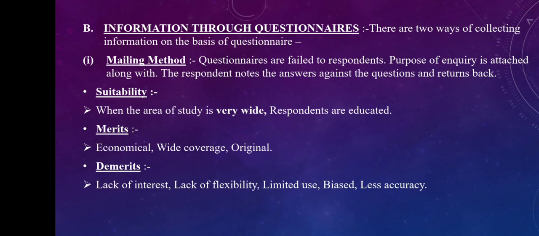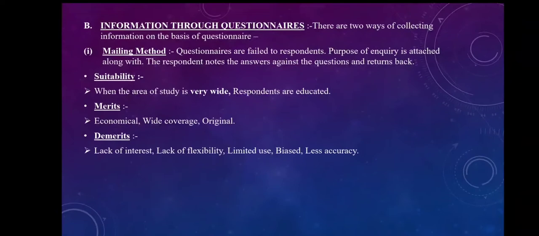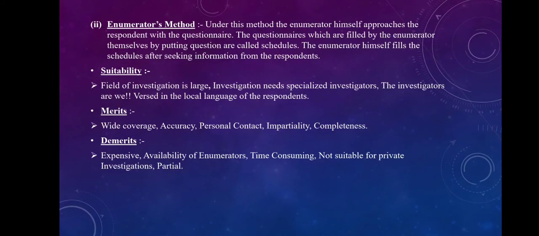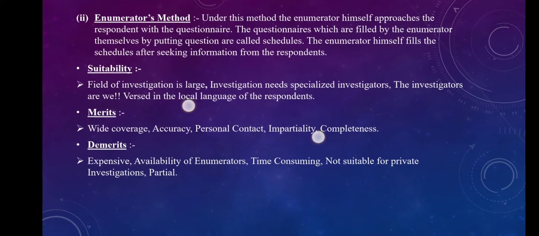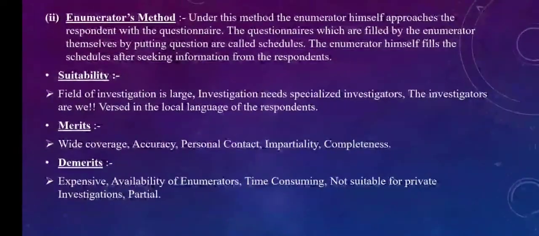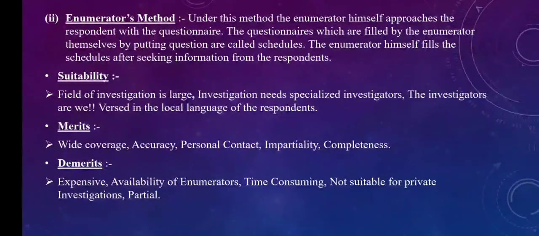So the next thing which we have after this is the enumerators method. Now, the enumerators method is again a type of questionnaire information only, but under this method the questionnaire is not mailed to the respondents, right? The questionnaire is taken to the respondents by the enumerator himself, right? He will get it filled by the respondents, or he can fill it himself also.